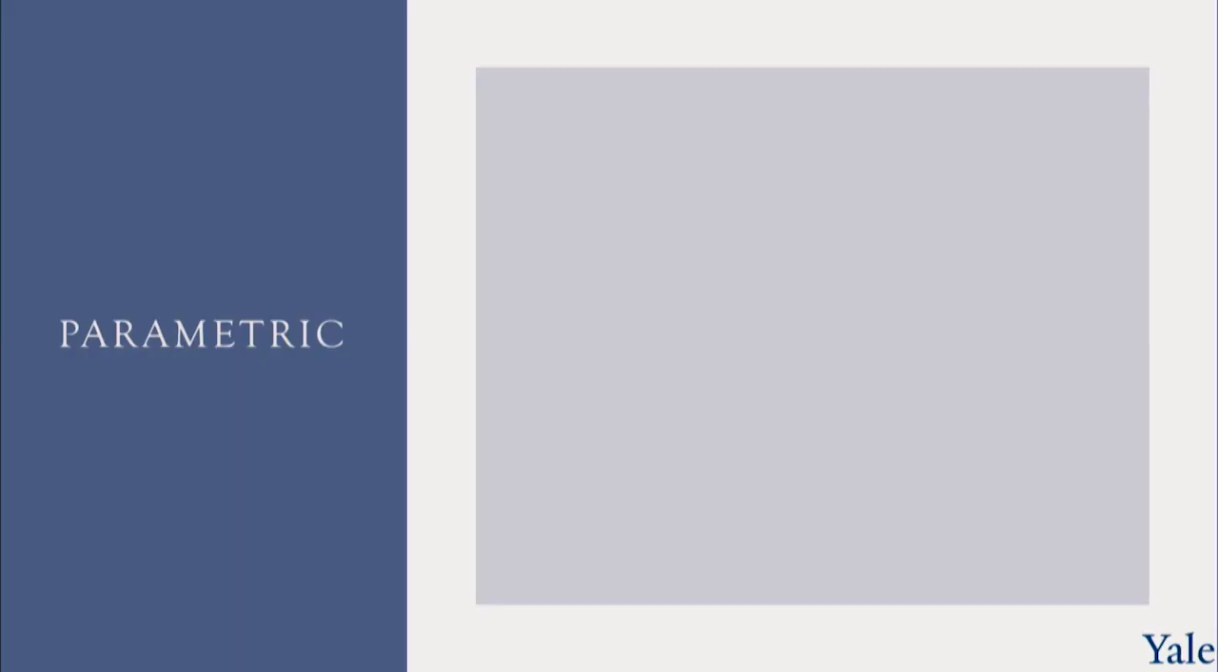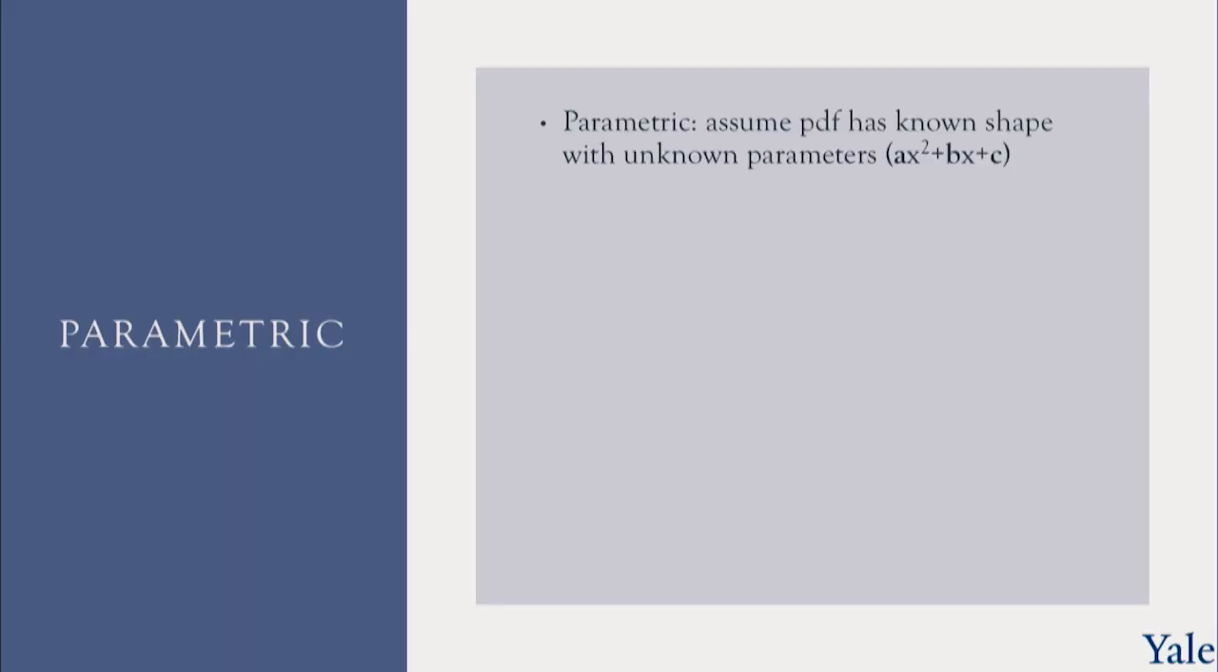The next question is this question of parametric. Parametric assumes that the probability density function has a known shape with a known parameter. So let me give an example. Let's say you have this quadratic function. This is not a distribution, just a function, ax squared plus bx plus c. We think the data follows this function, so we assume this form, and we just estimate A, B, and C here. So this is a parametric estimation.